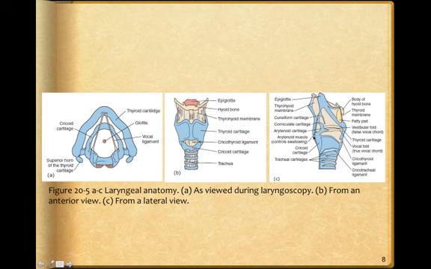This is a side shot. Cartilage of the epiglottis, thyroid cartilage, cricothyroid ligament, and this would be what we're cutting through in the cricothyroid membrane.